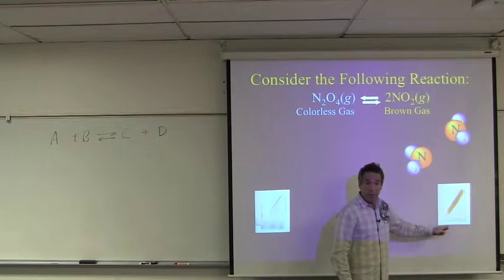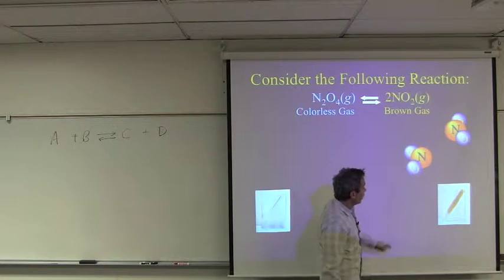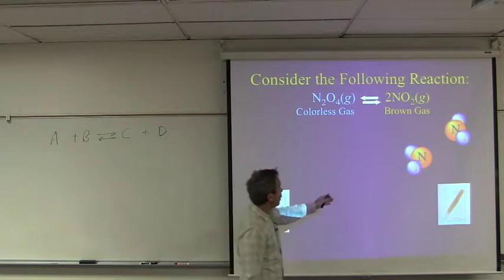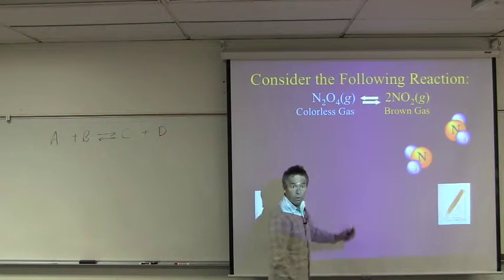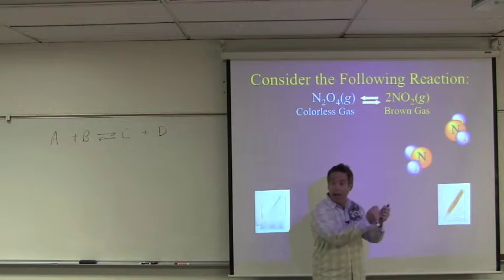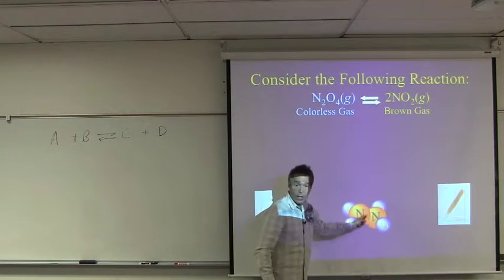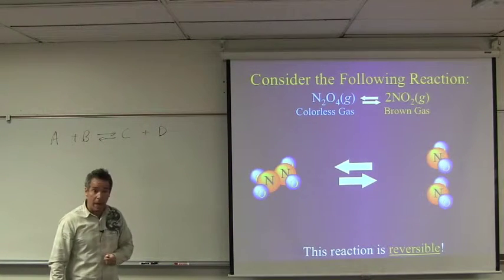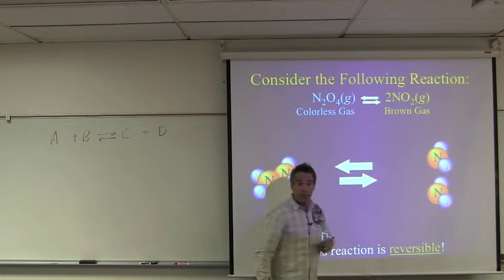If you have a device that can measure the absorption of light, you could measure how much of this is around and how much of this is around. And you see after a while, you start to see some brown gas being made in there. So at this point, you have some of this around still and some of this around. Notice the reaction is reversible. What can happen is two NO2 molecules can collide at the right angle and with enough energy and make another nitrogen-nitrogen bond and get converted back into reactants. So we say the reaction is reversible. The reaction proceeds in the forward direction and in the reverse direction.